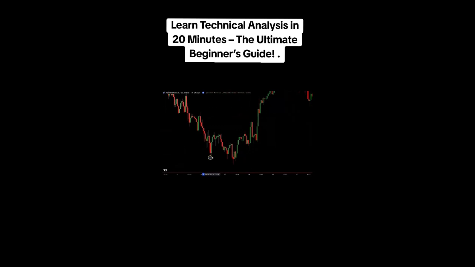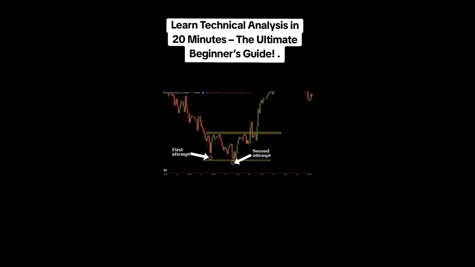The double bottom is the opposite of the double top and signals a potential reversal from a downtrend to an uptrend. It's a powerful pattern that shows sellers are losing control and buyers are stepping in to push prices higher. This pattern forms when price attempts to break a support level twice but fails both times.